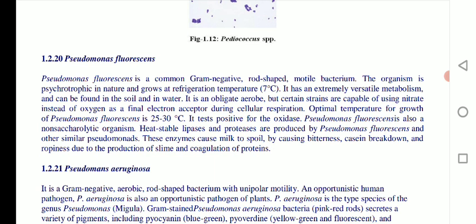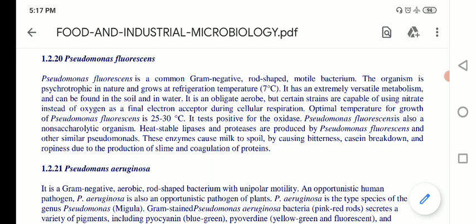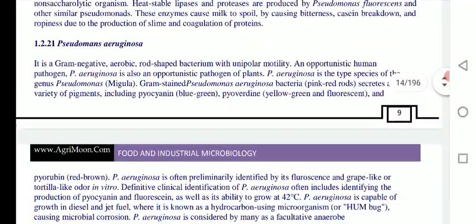These enzymes cause milk to spoil by causing bitterness. So due to spoilage by Pseudomonas fluorescens, the taste of milk seems somewhat bitter. Then it causes breakdown of casein and ropiness due to production of slime, as well as coagulation of proteins. So this is how Pseudomonas fluorescens affects milk.